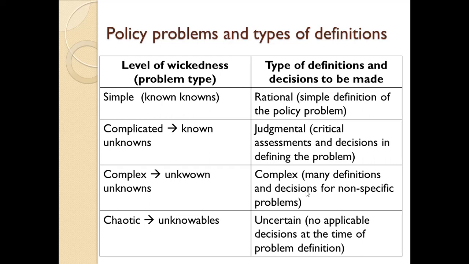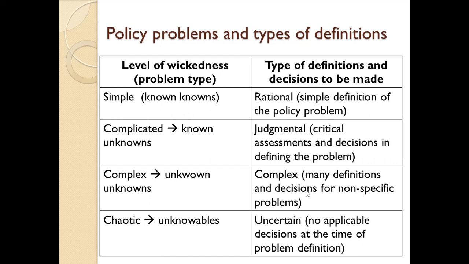If we reflect on what we just talked about, you have levels of wickedness, so problem type, and then the type of definitions and decisions to be made. Within the simple, where we know everything and how things go, you have a rational or simple definition of policy problems. But under complicated problems, judgments must be made, because critical assessments and decisions in defining the problem must be made. Some research is needed, and so on.